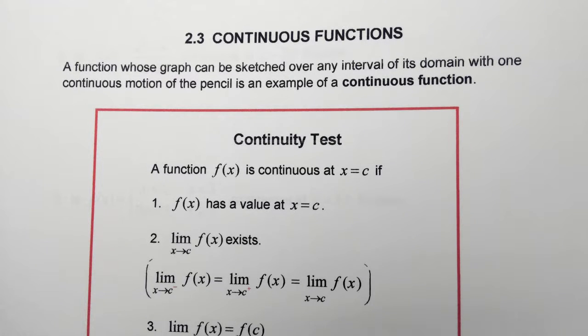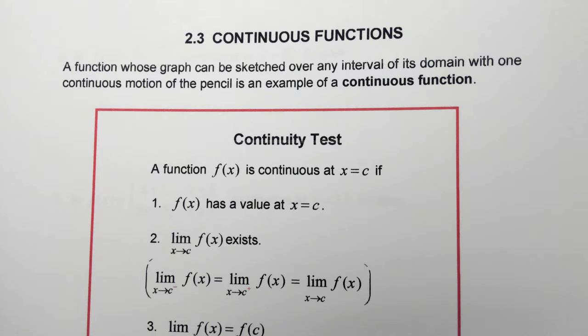Alright, y'all, so section 2.3 is called continuous functions. A function whose graph can be sketched over an interval of its domain with one continuous motion of the pencil is an example of a continuous function. What that basically means is a function is continuous if you do not have to pick up your pencil when you draw the line or the curve of the function.